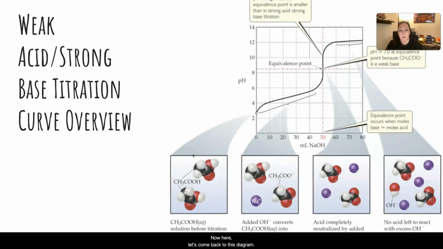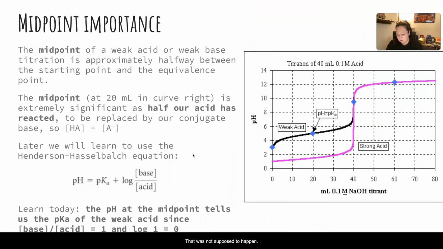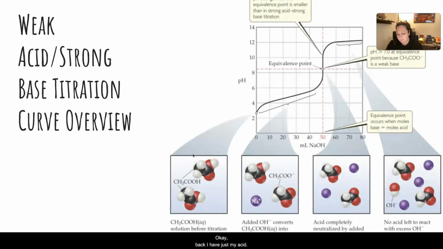Now, let's come back to this diagram. Notice these gray-looking points indicate different points on the graph. All right, so this is at the start. At the start, right here, I have just my acid. So this is acetic acid. They wrote it as an organic molecule with this one, even though we're not supposed to have to do organic things in AP Chemistry. They do sometimes like to write acetic acid this way. They're the same thing. Okay, they're the same thing.